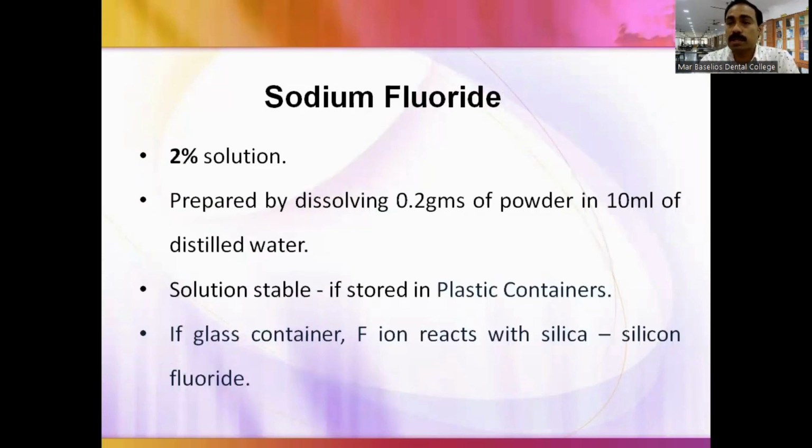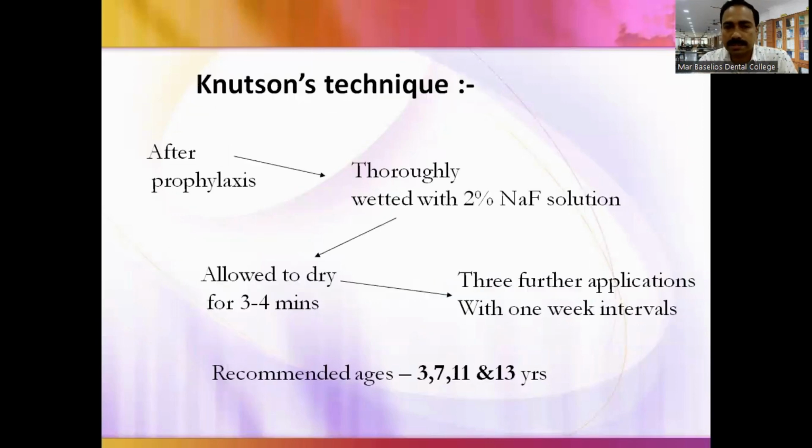Next, we will move on to the different professionally applied topical fluoride compounds, and the first one is sodium fluoride. Sodium fluoride is mainly a 2% solution, prepared by dissolving 0.2 grams of sodium fluoride powder in 10 ml of distilled water. The solution is stable only if stored in plastic containers, because in a glass container the fluoride ion reacts with silica and forms silicon fluoride. That is why it is stored only in plastic containers.